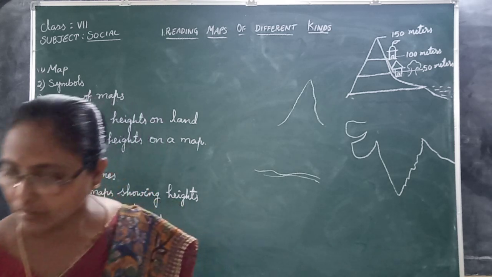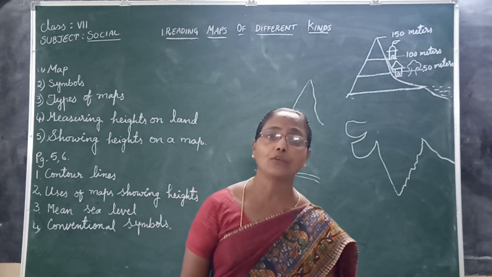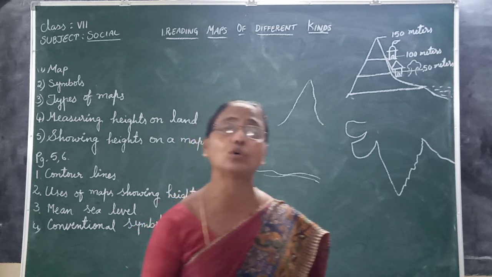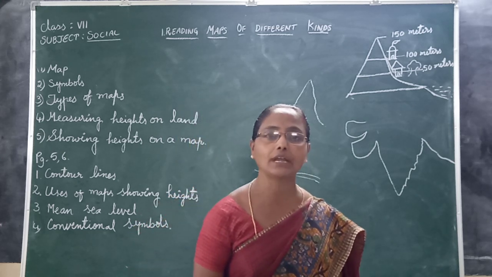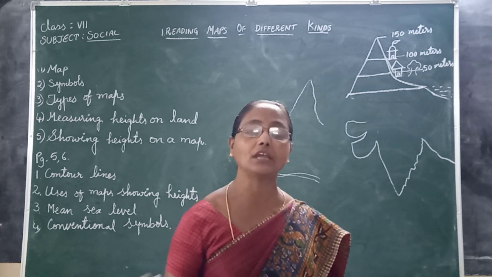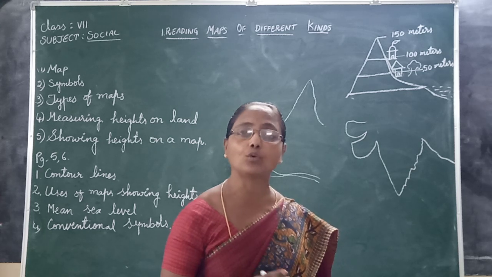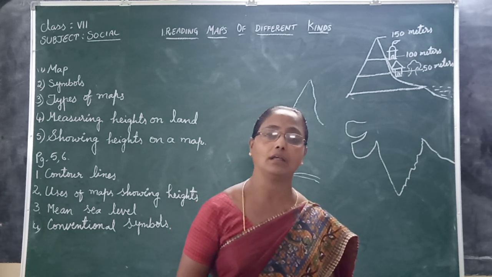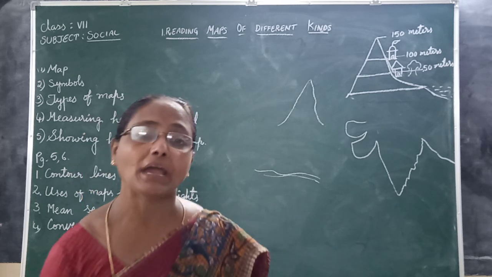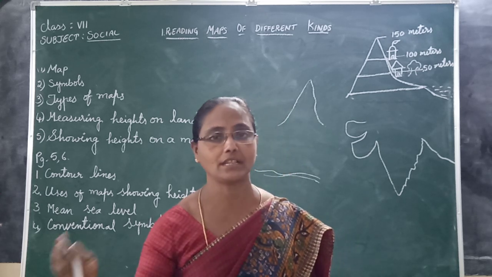And the second one, if we look at the physical map of Andhra Pradesh, we can identify some coastal plains that run along the coast of the Bay of Bengal. Next, maps will help us to locate new places.